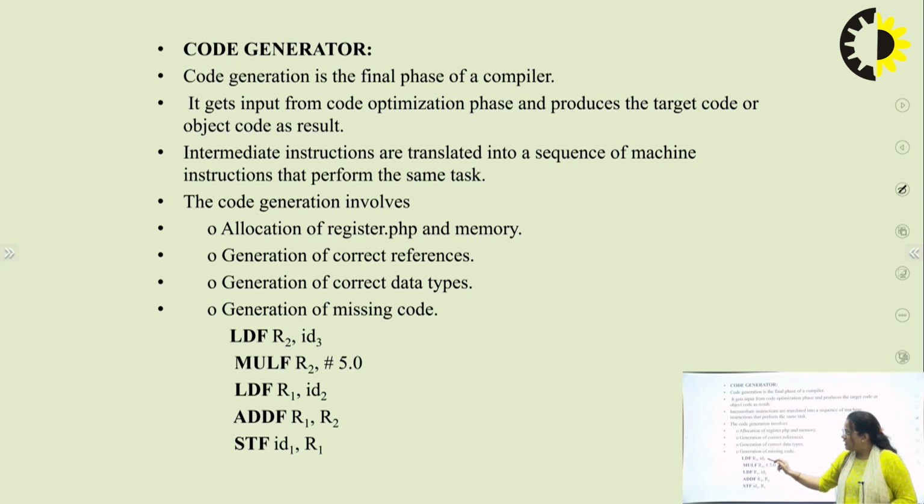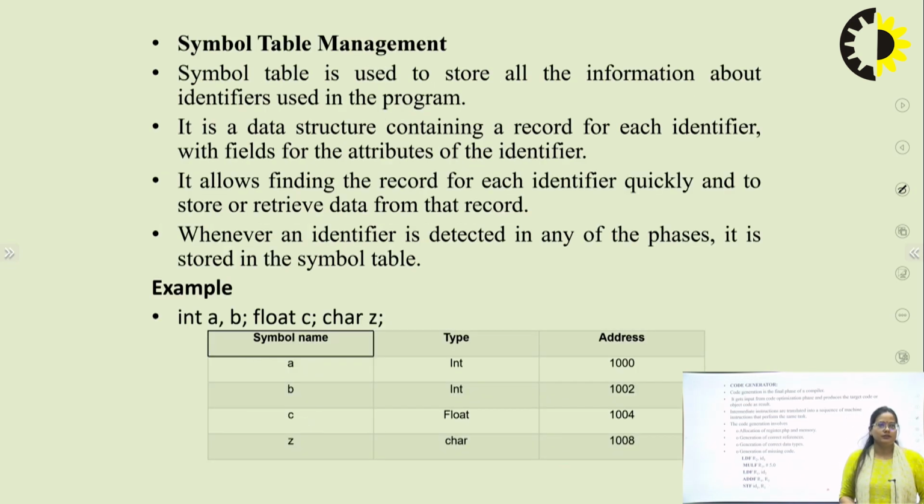We load the ID3 value to register 2 and then multiply it by the constant 5, that is, ID3 multiplied by the constant 5. Again, load R1 comma ID2: we load the ID2 value to R1. Then add R1 and R2, and the result will be stored in R1. Then store ID1 comma R1: the R1 value will be stored in ID1.